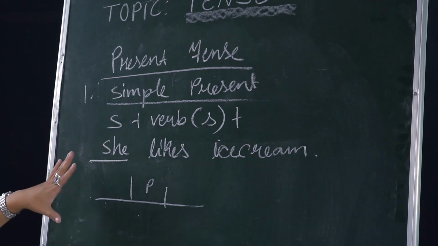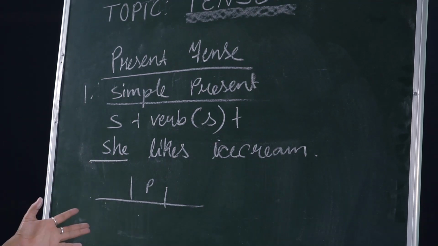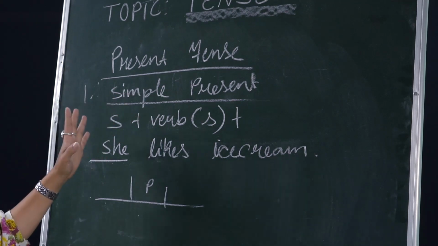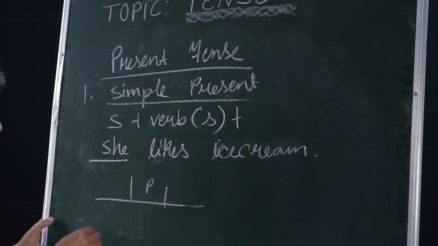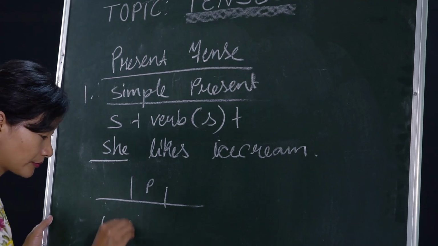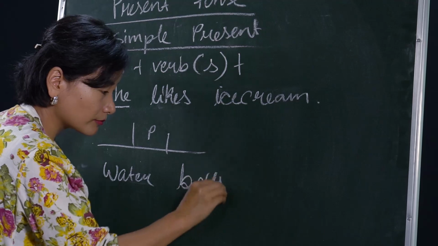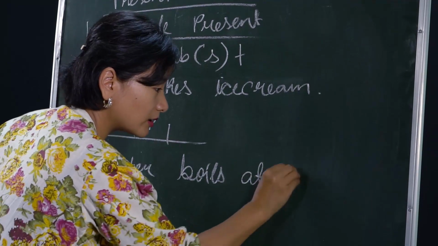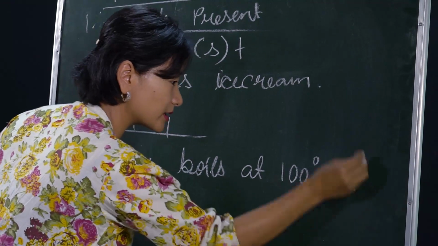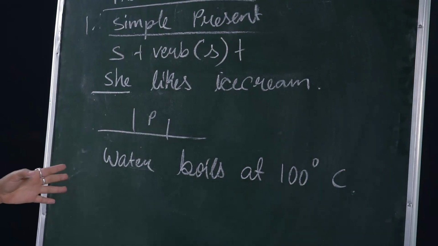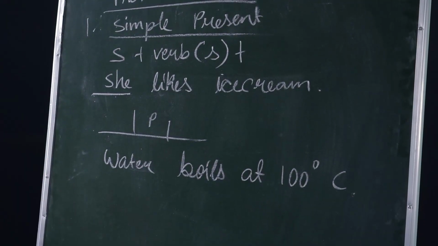I'll give you another example here. Supposing the sun rises in the east. So that is universal. Such kind of universal thing also is always in the simple present. Another example here is water boils at 100 degrees Celsius. Now this is a well-known fact, a universal thing and a well-known fact.